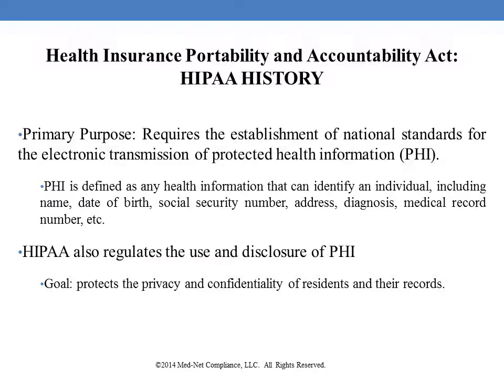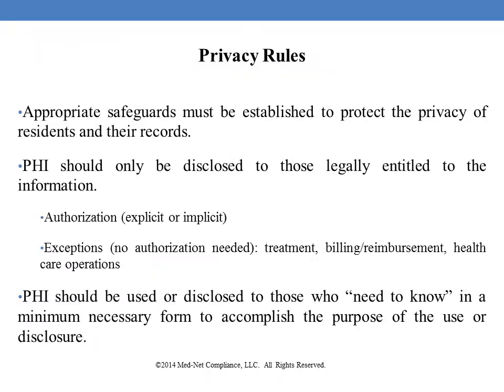What is PHI? PHI is any information that can identify an individual, including name, date of birth, social security number, address, medical diagnosis, medical record number, photo, etc. To be compliant with HIPAA, facilities are required to implement appropriate safeguards for the protection of residents' privacy. This means that information should only be disclosed to those who are legally entitled to it, because there is a valid authorization.